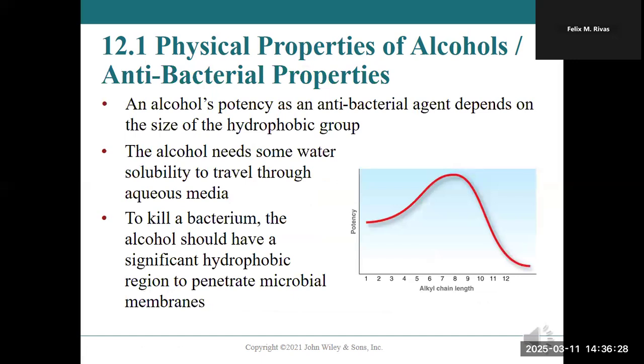In terms of the ability of alcohols to be used as an antiseptic or to kill bacteria, this graph indicates that the best alcohol to use will be something that has 8 carbons in the alkyl chain. That will be more effective at killing bacteria than the ethanol that we use, which is down here on carbon 2. The reason we don't use that is because of cost, right? Ethanol is easy to produce and readily available, but octanol is not.